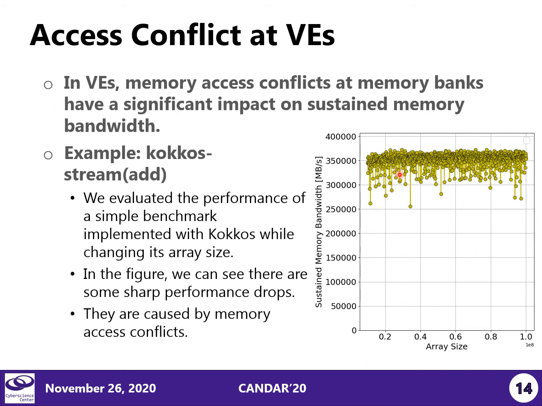See this figure. It's the performance of Kokkos stream, that is, the stream benchmark implemented with Kokkos. We measure the performance while changing its array size. X-axis is the array size and Y-axis is the measured sustained memory bandwidth. Then we can see some points where the performance sharply drops. Here and here. Well, it is a negative effect of memory access conflicts. Frequent occurrence of memory access conflicts causes severe performance loss. Thus, memory access conflicts should be avoided.